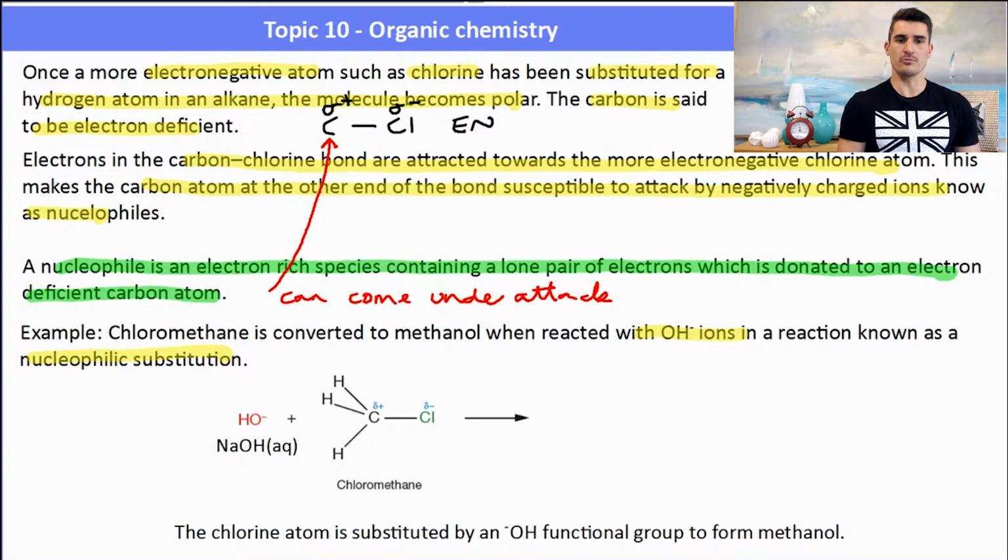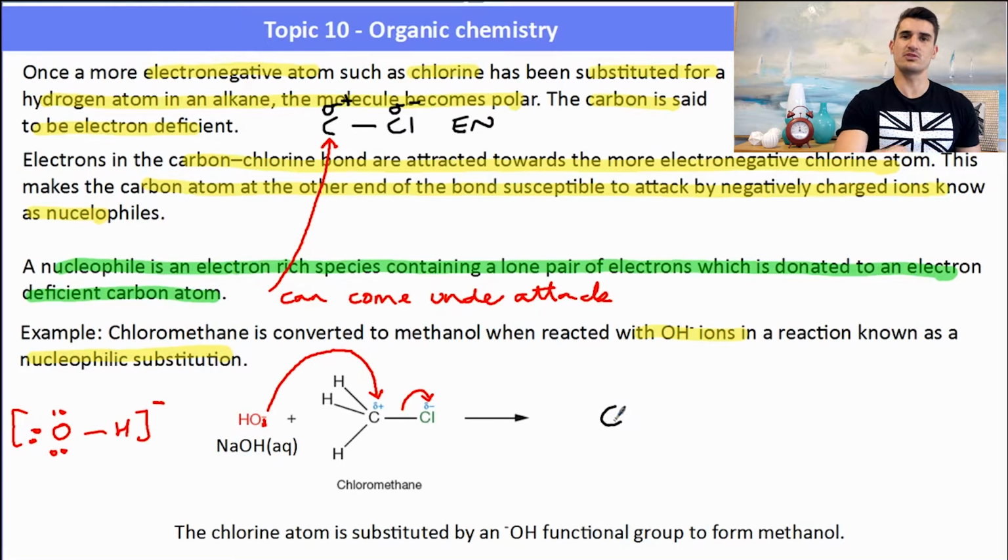So for example, chloromethane is converted into methanol when OH- ions react with the chlorine to form a nucleophilic substitution reaction. So what happens is the OH-, which is a nucleophile, has 3 lone pairs of electrons around the oxygen and it's also negatively charged. It sees the partial positive charge of the carbon and it comes in and attacks that carbon. It's a nucleophile, it's attracted to the nucleus.